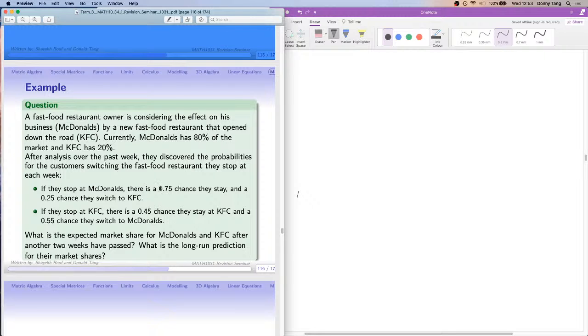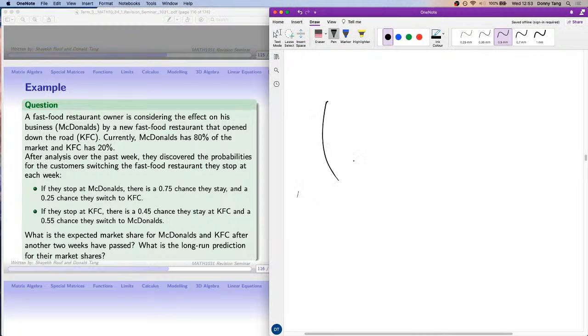If they stop at McDonald's, there's a 0.75 chance they stay and a 0.25 chance to switch to KFC. If they stop at KFC, there's a 0.45 chance they stay at KFC and a 0.55 chance to switch to McDonald's. What is the expected market share for McDonald's and KFC after another 2 weeks have passed? What is the long run prediction for their market shares? The expected market share after 2 weeks is just 2 applications of the transition matrix. So let's quickly form the transition matrix here.